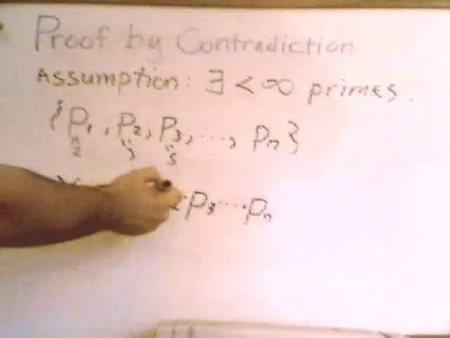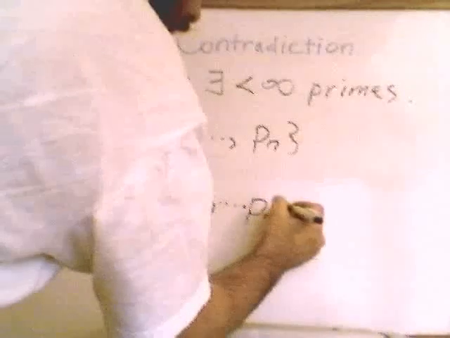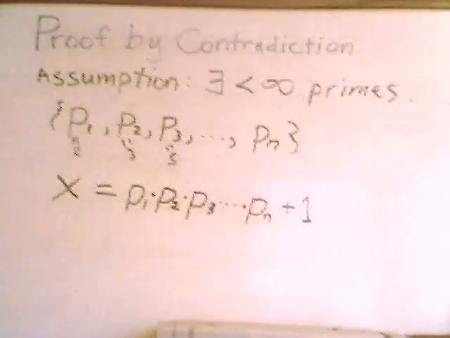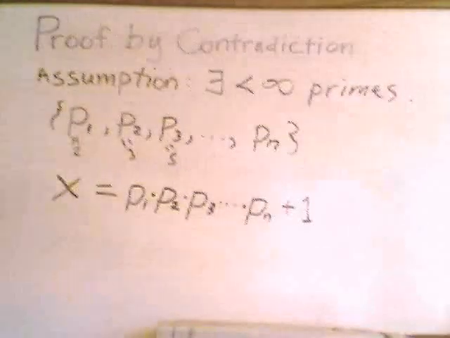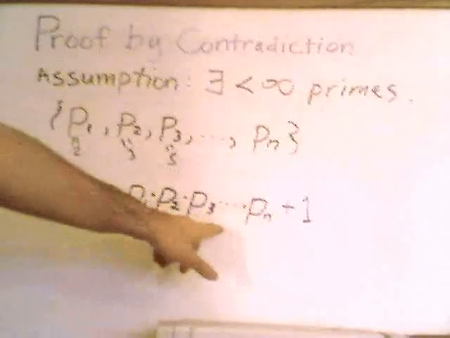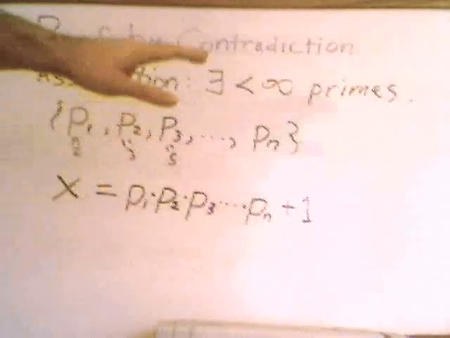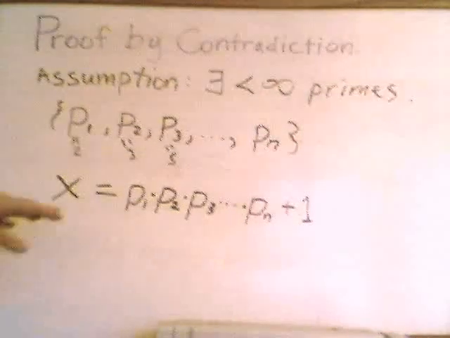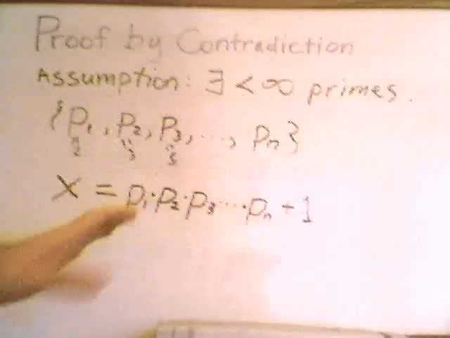Okay, in math speak, dot means multiplication. So I'm just assigning a new variable here, x. What I'm doing is taking the product. This is P1 times P2 times P3 all the way up to Pn, and then I'm going to add 1 to the end of it. Now, we know the values of some of these P's are like 2, 3, 5, and so on.